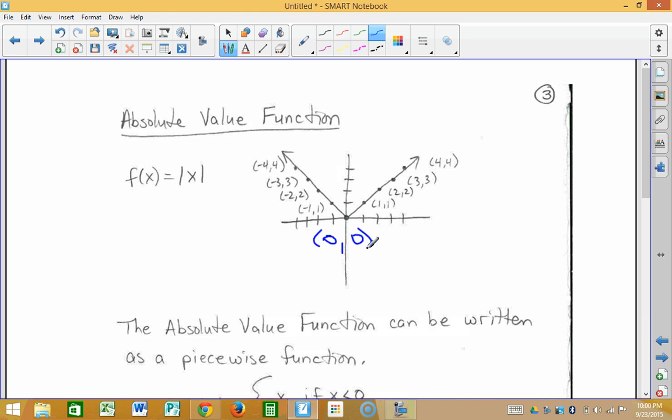Where it does change is the negatives. If I put a negative 1 into an absolute value bar, I would get a positive 1 out of it. That's why the y values are all positive. So this graph is a V. It actually looks like a V. It's not a parabola. It's not curved. It's a straight line right into 0 and then a straight line out of it.